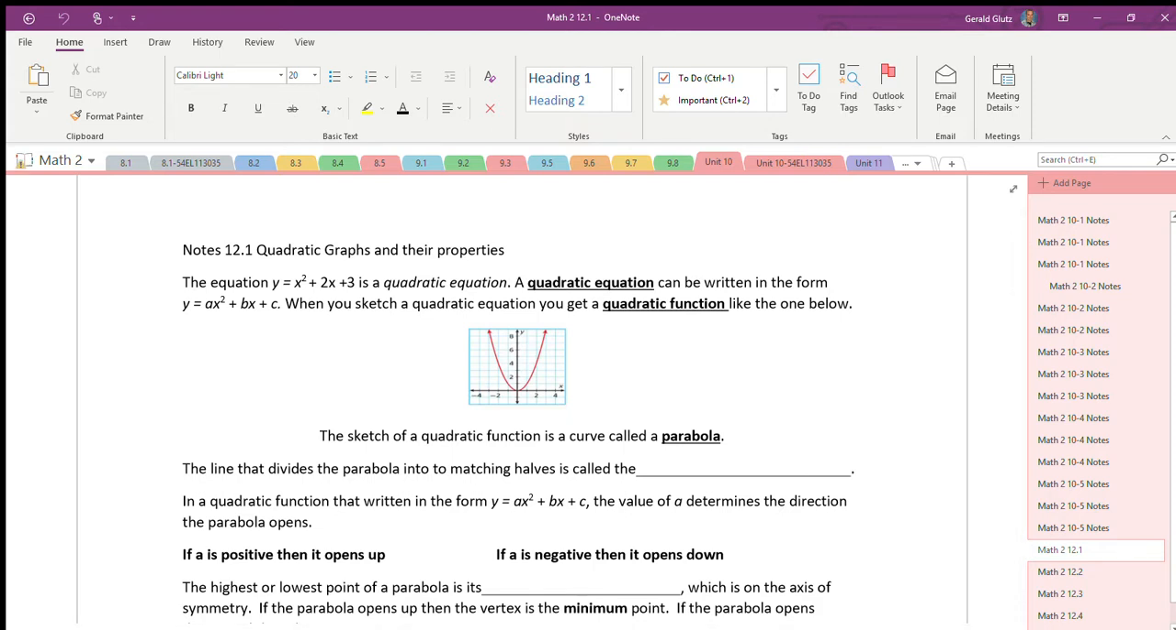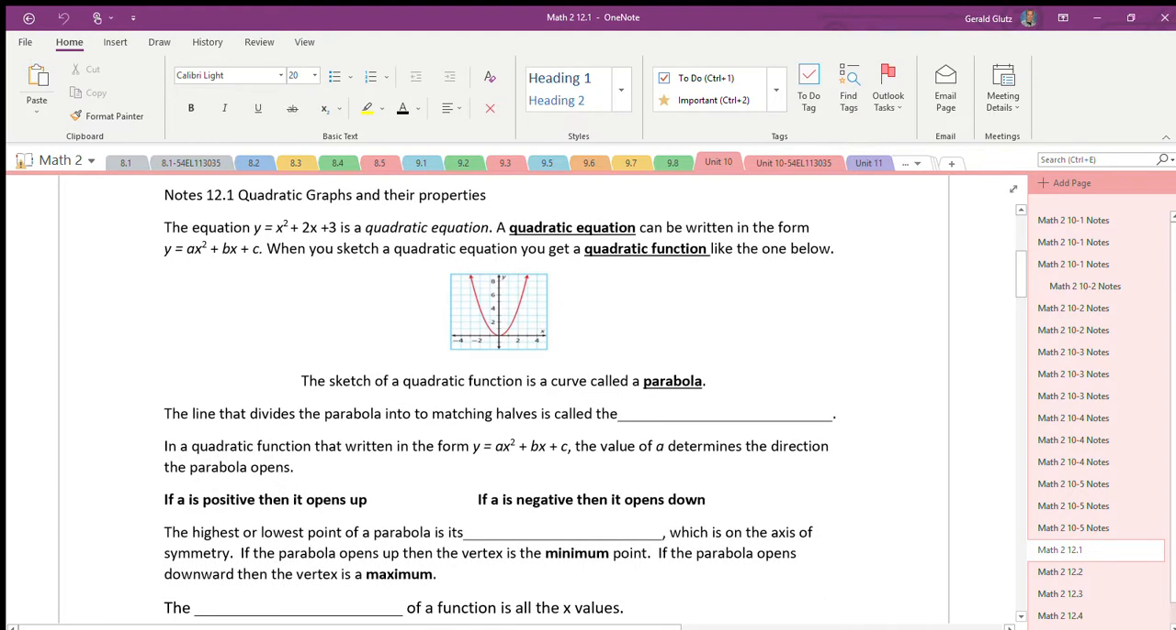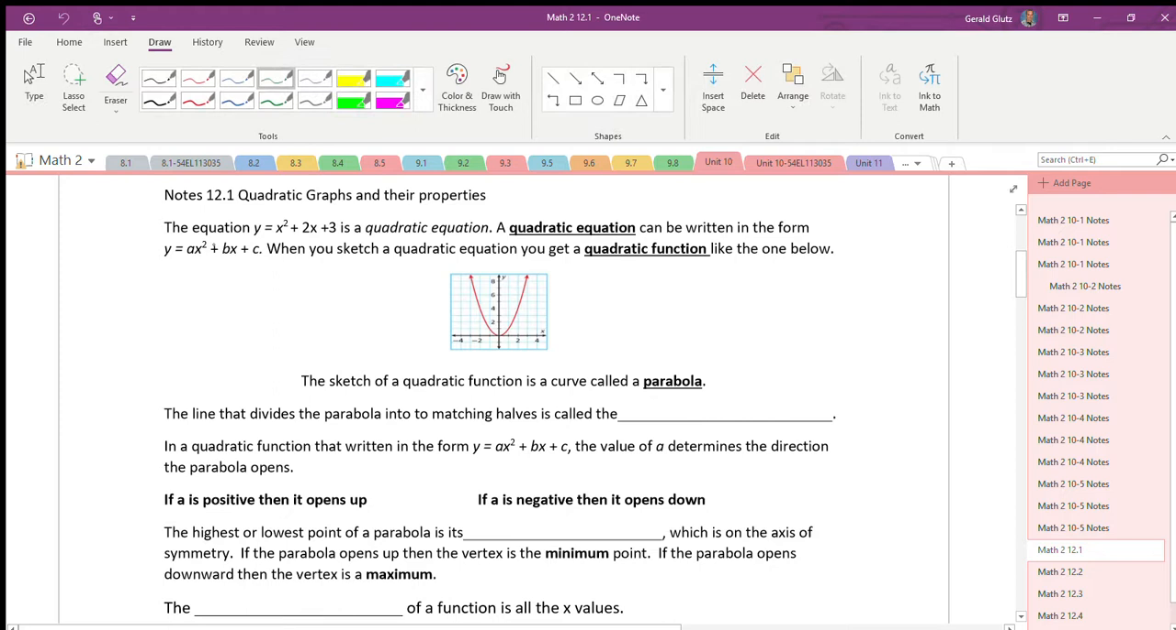Welcome to Unit 10. This unit is all about quadratic graphs, so we're going to be talking about quadratic graphs in today's lesson. An example of a quadratic equation is something like this right here: y equals x squared plus 2x plus 3. Quadratic just means that there's always an x squared in there somewhere, and the 2 is the highest exponent.